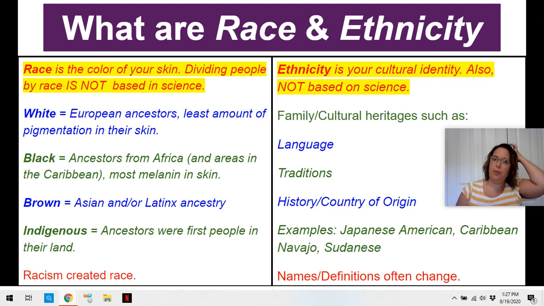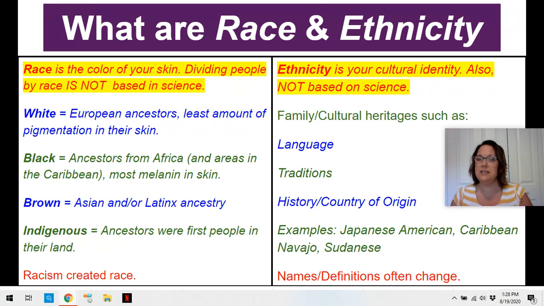And we know that there are people who have Latinx background who do not identify as brown. They identify as white. And we know that there are mixed race people who do not identify as white. They identify as black, even if they are light skinned. So it is an unfair hierarchy, and it is an unfair labeling system from the get-go.